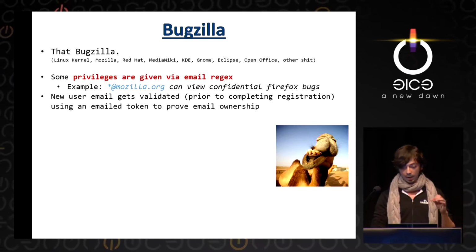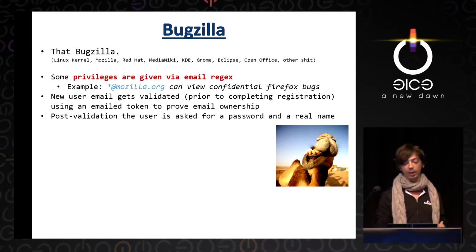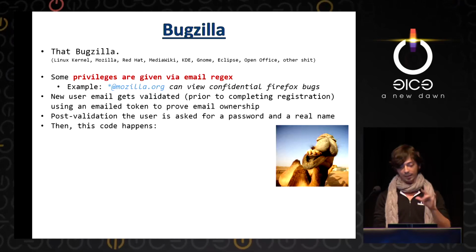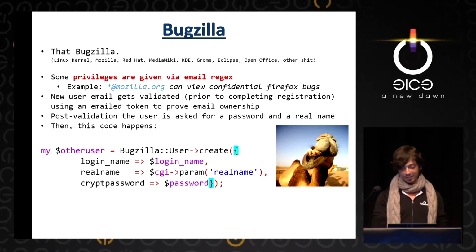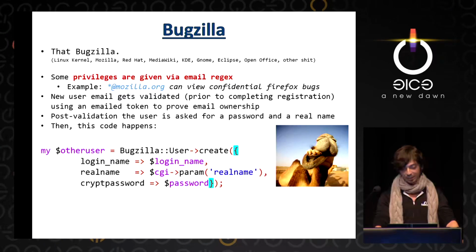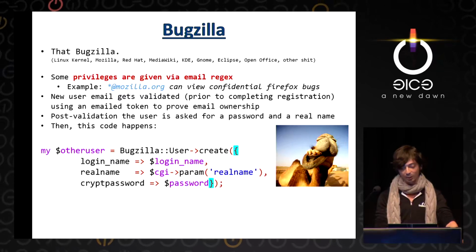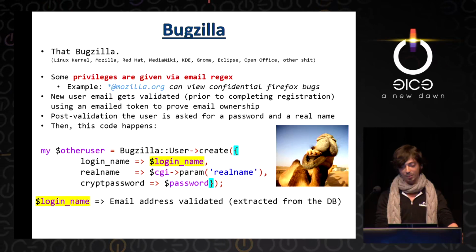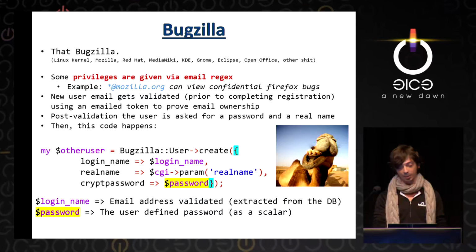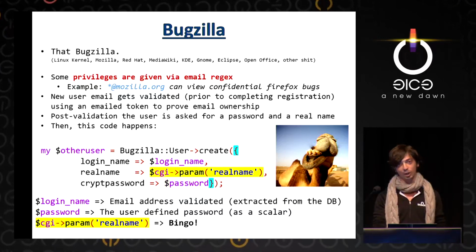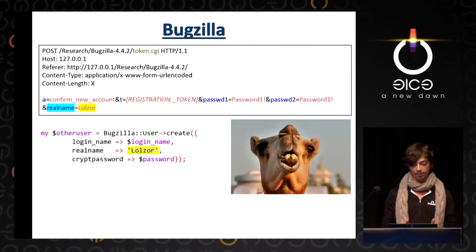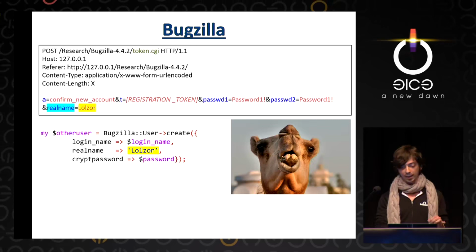Makes sense. After the user enters the token, it's asked to provide a password and a real name for its new account. Then, this code happens. This is the code for the user creation. It uses the create function from the Bugzilla user package and inserts a dictionary containing the login name, which is the user email address after it's already validated, the password as a scalar from the user, and as you probably guessed, the real name from a CGI parameter.